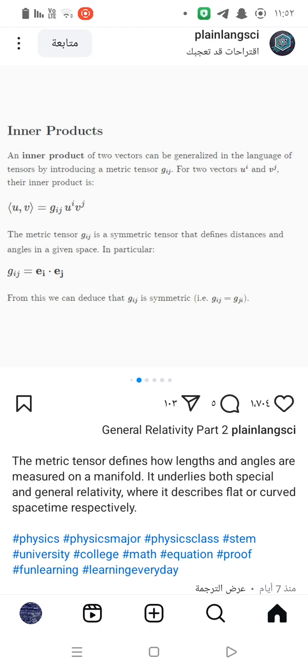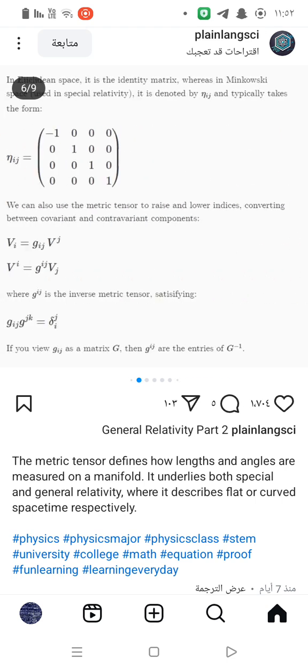The metric tensor g_ij is a symmetric tensor that defines distance and angles in a given space. In particular, g_ij equals e_i times e_j. From this we can deduce that g_ij is symmetric. In Euclidean space it is the identity matrix.